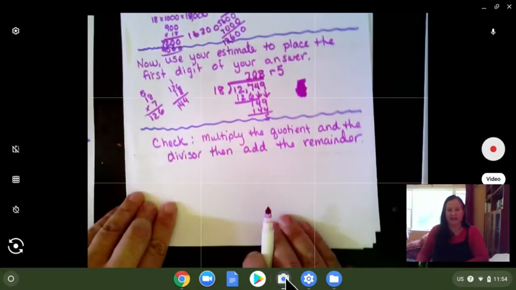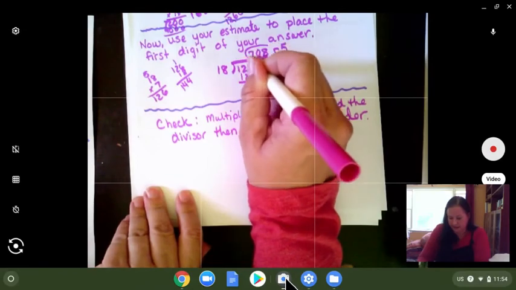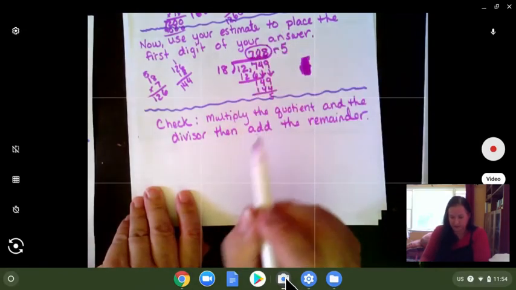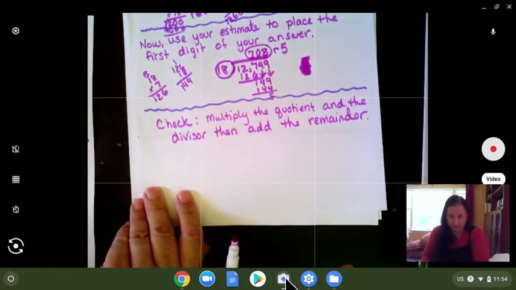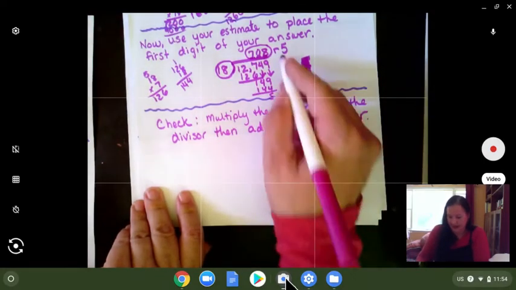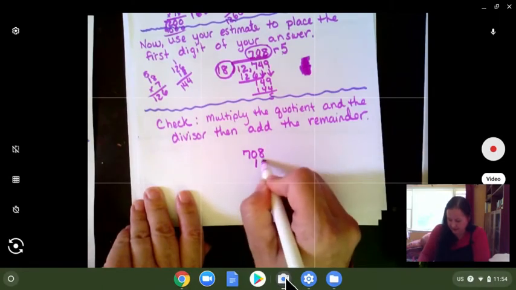So now we need to check. And the way that you check when you have a remainder is you take the actual quotient without the remainder, multiply it times your divisor, and then add your 5. So we have 708 times 18.